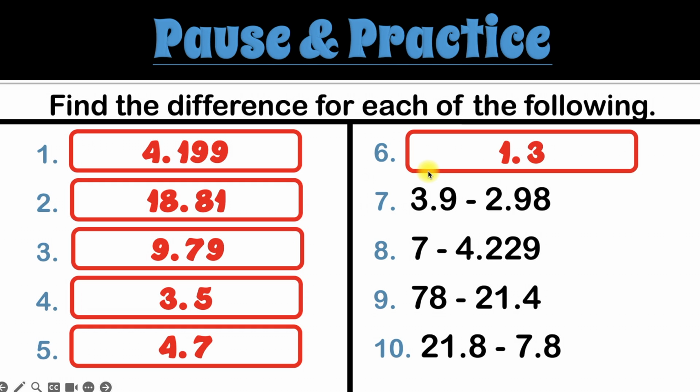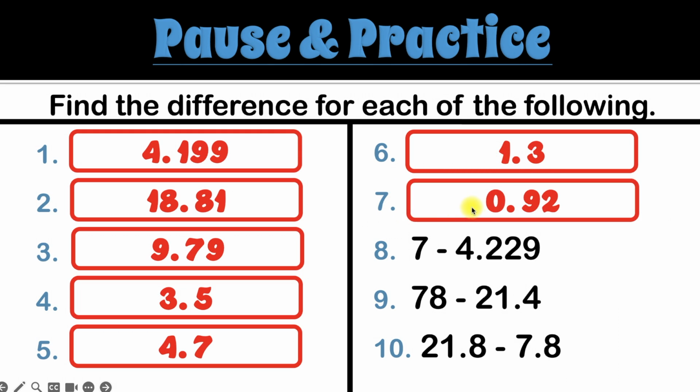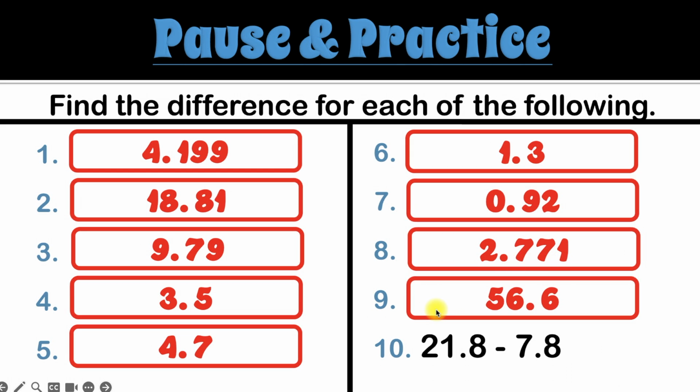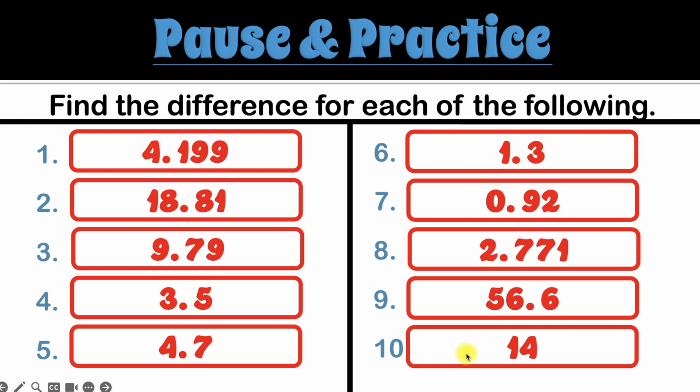Number 6 is 1.3, properly read as 1 and 3 tenths. Number 7 is 0.92, properly read as 92 hundredths. Number 8 is 2.771, properly read as 2 and 771 thousandths. Number 9 is 56.6, properly read as 56 and 6 tenths. And number 10 is 14.